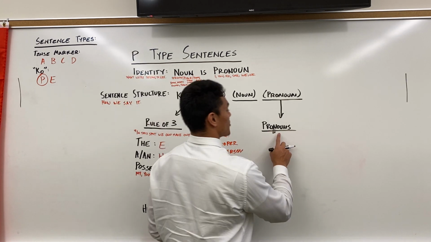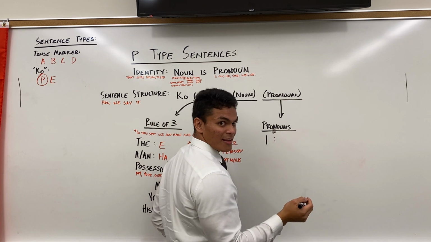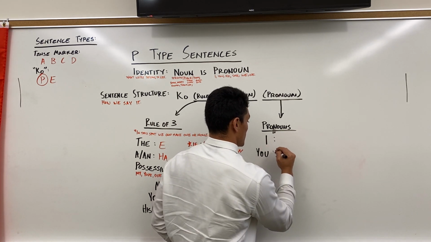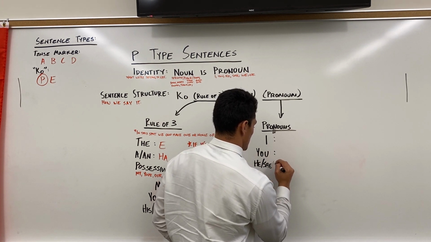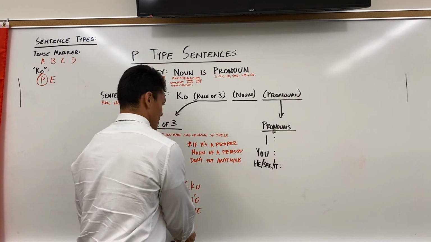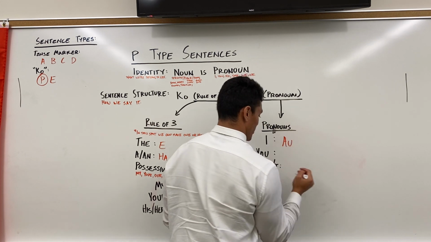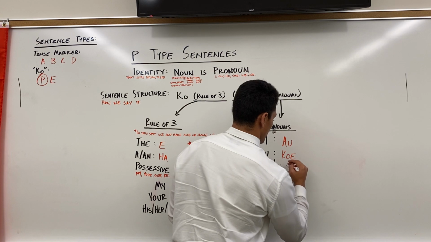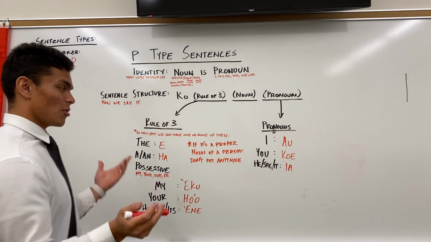And so the pronouns we have for P-type sentences, we're going to start simple. We're going to start with our singular pronouns. We're going to start with I, you, and he, she, it. I will be ao, probably heard me say it during this thing. You will be koe, and he, she, it will be ia. So let's plug things in.